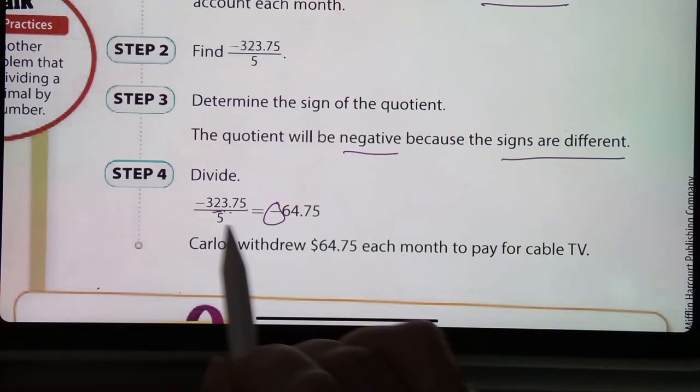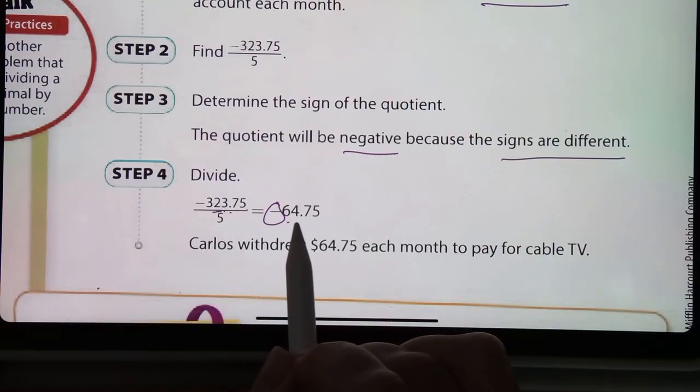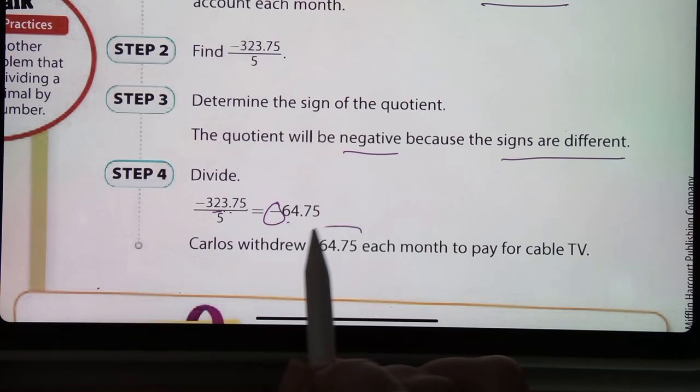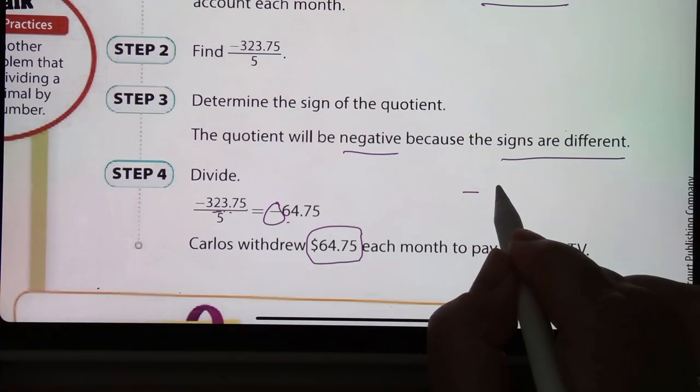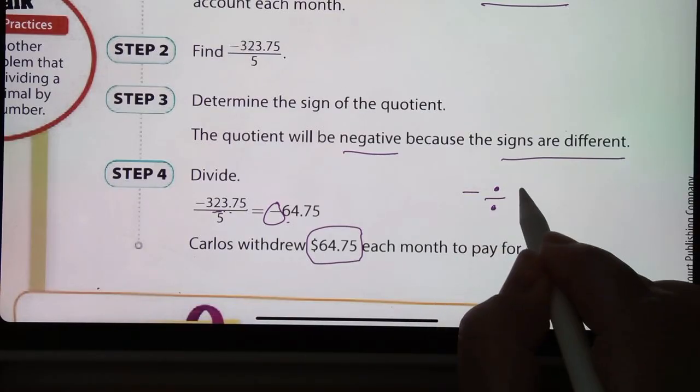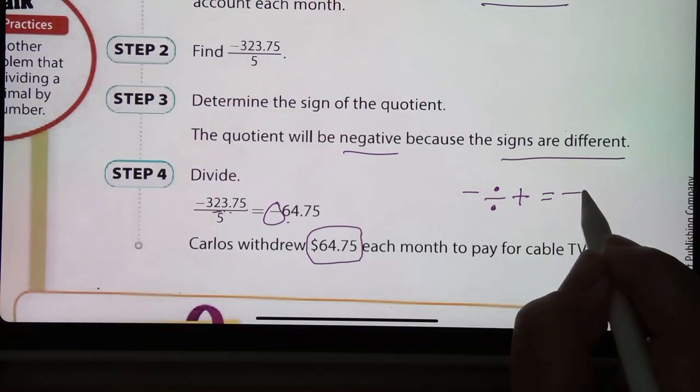And $323.75 divided by 5 is $64.75. So he withdrew $64.75 each month to pay for cable TV. A negative divided by a positive equals a negative.